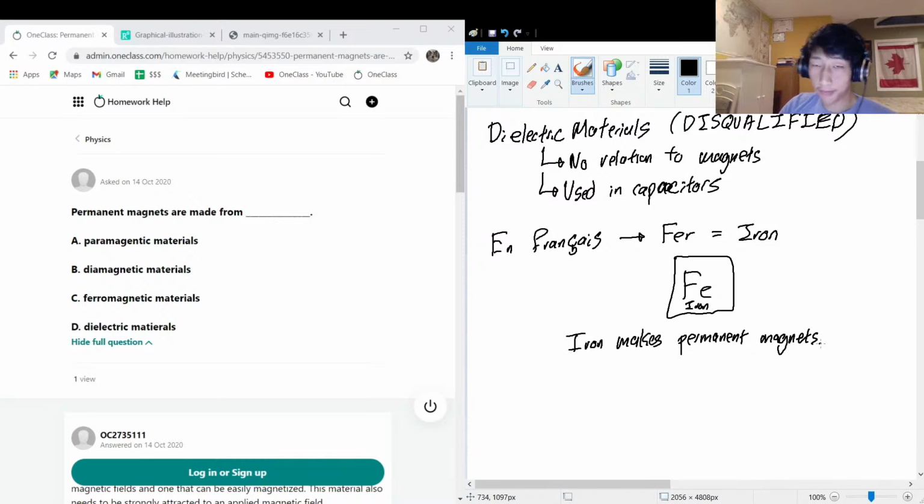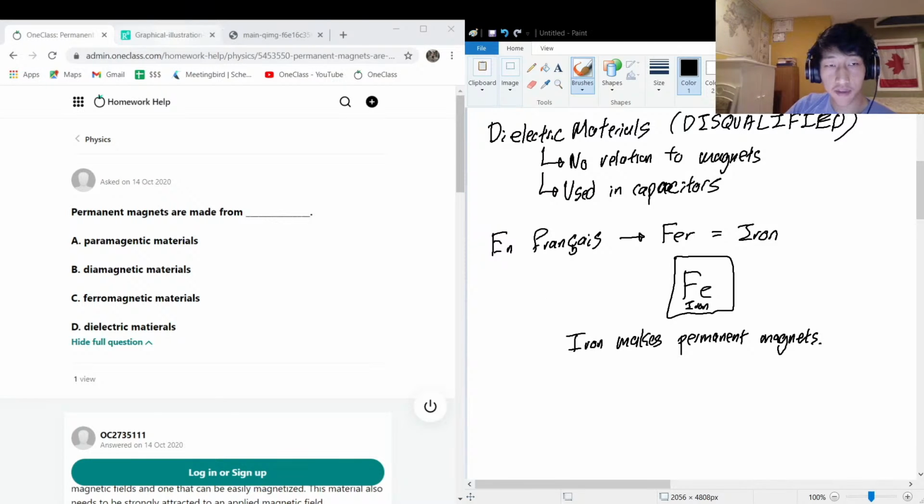Okay. And the reason why it makes permanent magnets is because they have unpaired electrons in their D shell. And those unpaired electrons can be set up in a way that they're all aligned. And that is what causes the magnetic force to exist, which is what makes a permanent magnet magnetic.